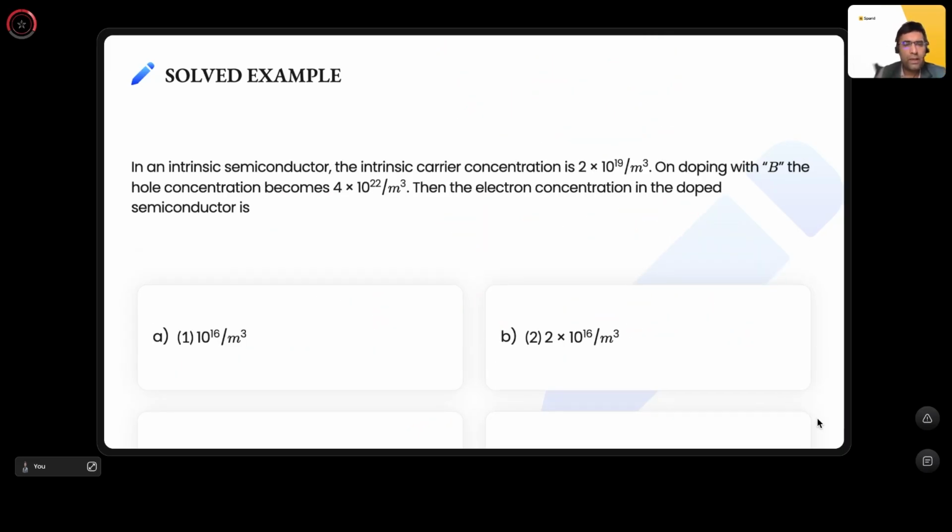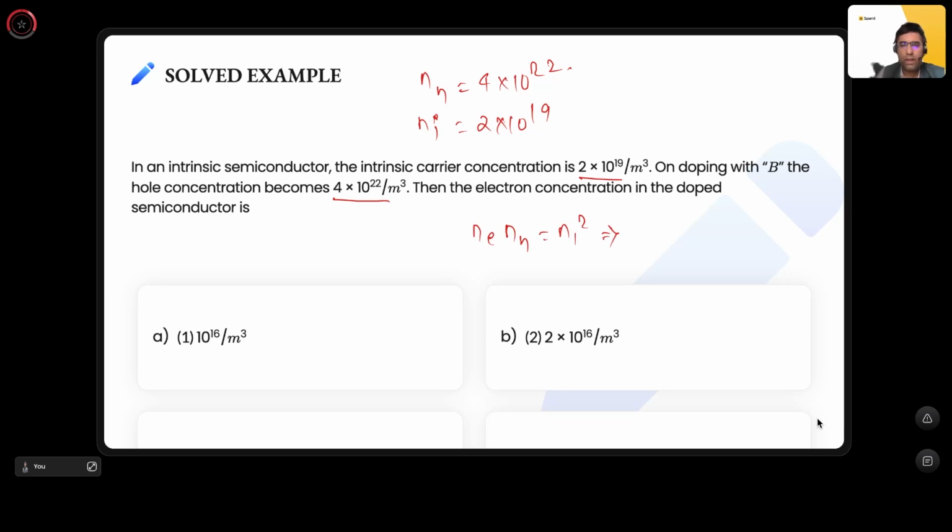In an intrinsic semiconductor, the intrinsic carrier concentration is 2 into 10 to the power 19. On doping with boron, the hole concentration becomes 4 into 10 to the power 22. So Nh is equal to 4 into 10 to the power 22, Ni is 2 into 10 to the power 19. So see that Ne into Nh will be equal to Ni square.